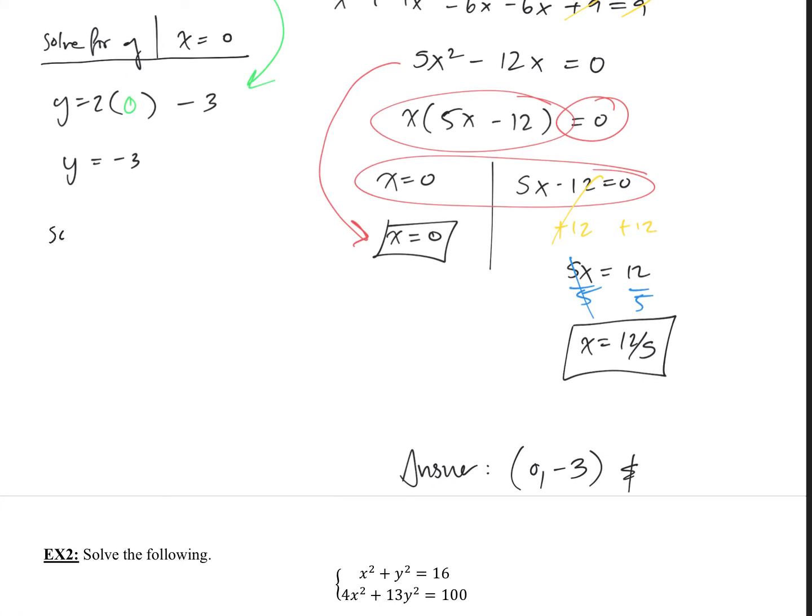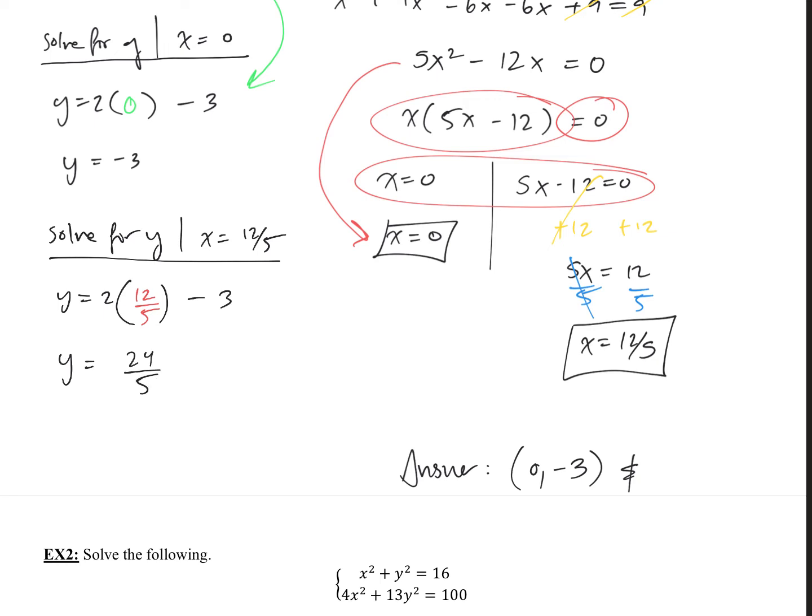So we're going to solve for y with x equals 12 over 5. Kind of a weird one. Okay, so y is going to equal 2 times, so 12 over 5 is our new input, minus 3. Nothing cancels there, so we're left with y equals. So 2 times 12 is going to be 24 over 5.